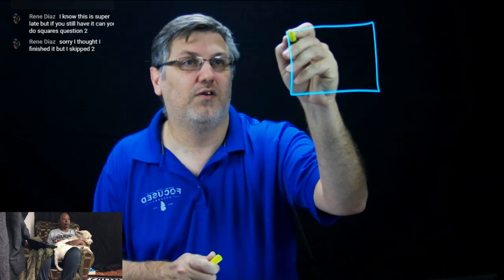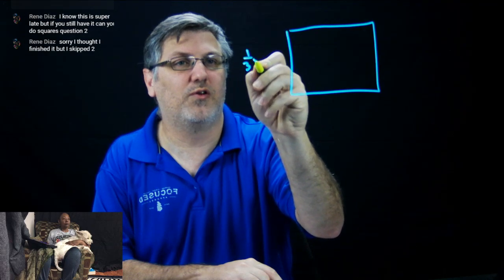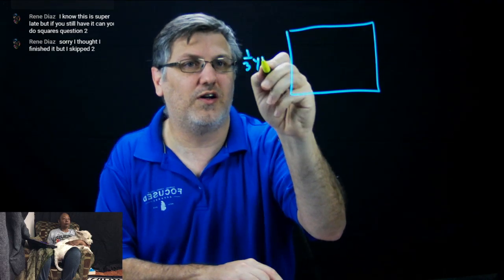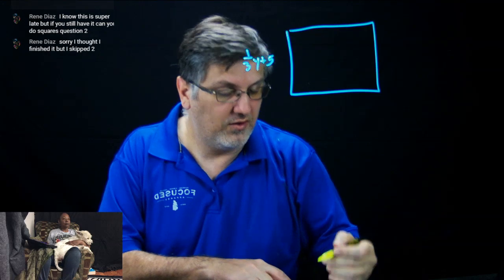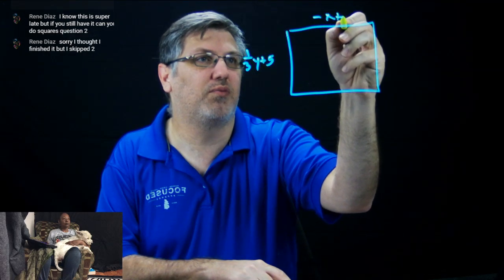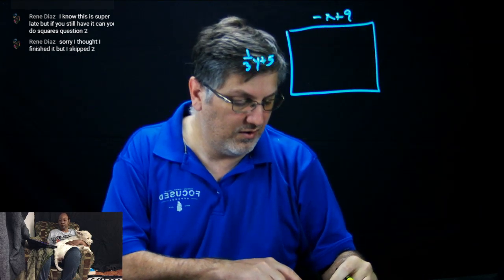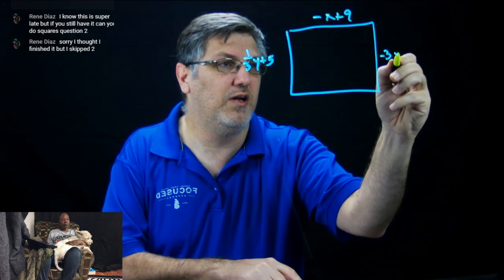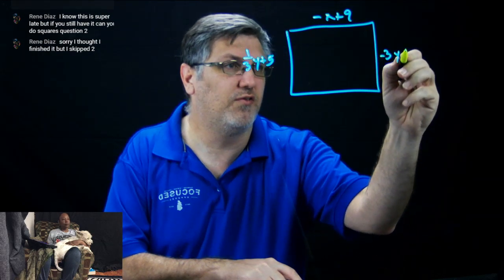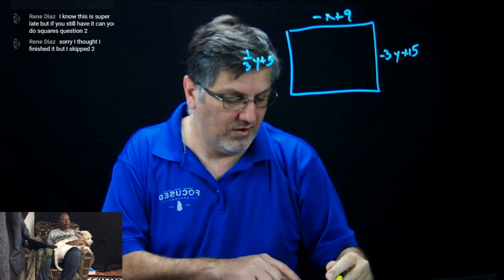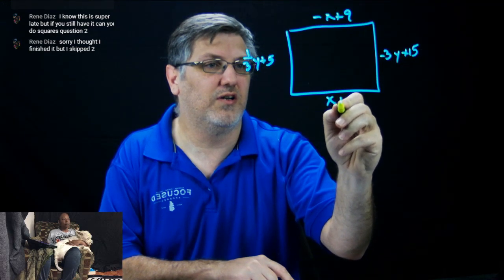Alrighty. So, we have a square. And on the square, each side represents something: 1/3 y plus 5, negative x plus 9, negative 3y plus 15, and then x plus 3.